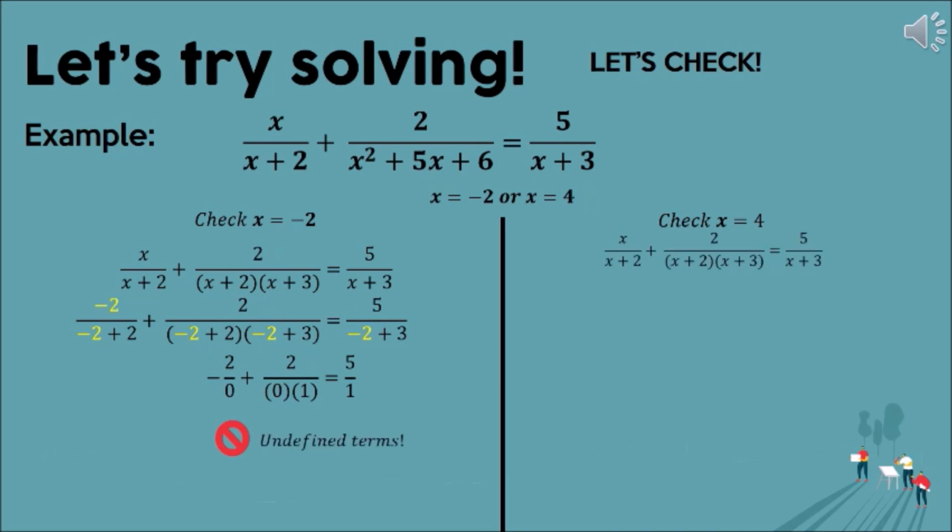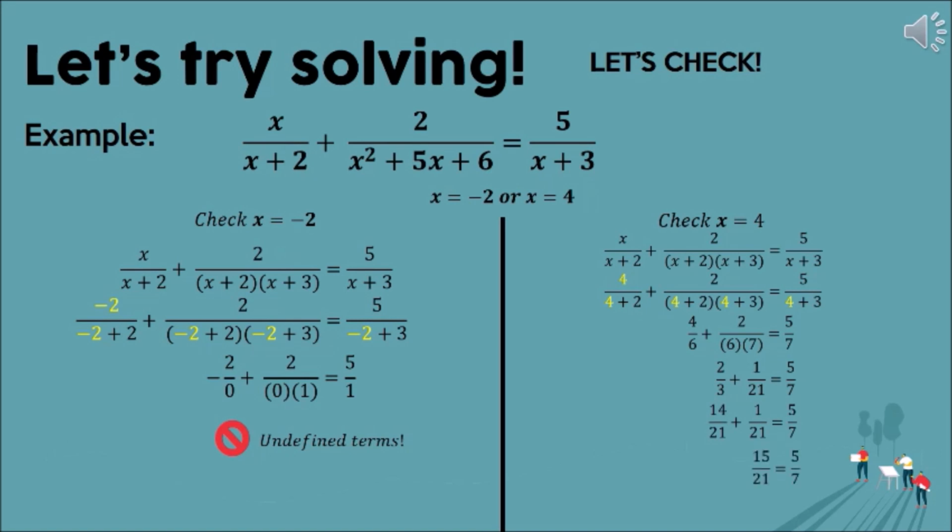We get this, and let's simplify. We have 2/3 plus 1 over 21 is equal to 5 over 7. Add the two dissimilar fractions and we now have 15 over 21 is equal to 5 over 7. Change it to lowest terms, wherein 15 over 21 is also 5 over 7. And now since we have the same values on both sides, this makes our solution correct.